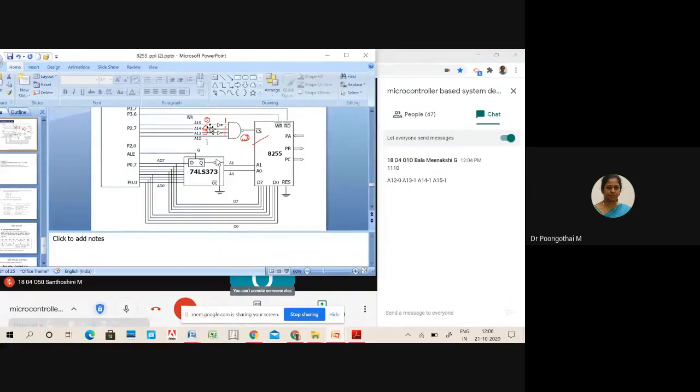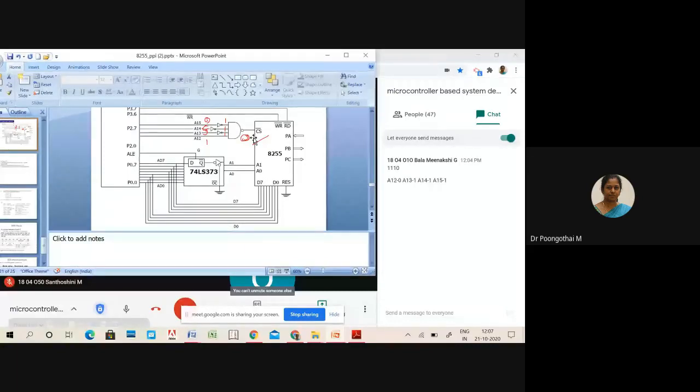So when 0, 0, 0, 1, the output of the NAND gate is 0, that is connected to your chip select signal. So 8255 is accessed by 8051. This is one technique to generate the chip select signal. Either we can directly use one address line, and that address line should be connected to chip select. Otherwise, we can use some logic circuitry to generate the chip select signal.